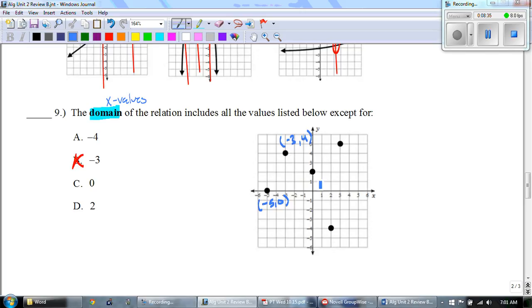Okay, my next point is the point 0, 2, and yup, 0's here. After that, we have the point 2, -4, and they mentioned D. I don't think they mentioned this one, but let's just double check. This is 3, 5, and no, they don't mention A.